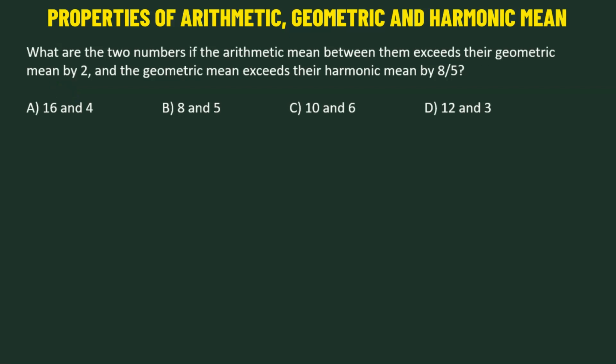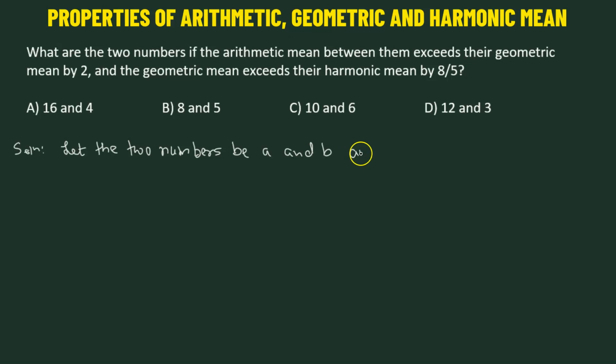So in this problem, we need to determine the value of two numbers such that the arithmetic mean of those two numbers exceeds the geometric mean by 2, and the geometric mean exceeds the harmonic mean by 8 over 5. Let us begin. Here we'll suppose that the two numbers are A and B.